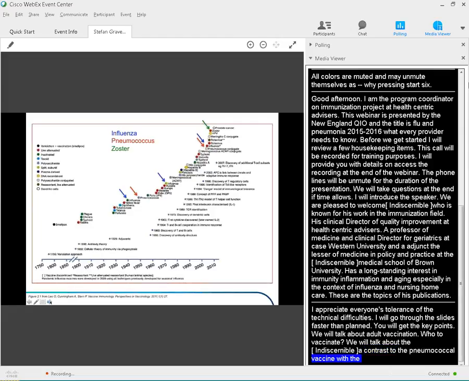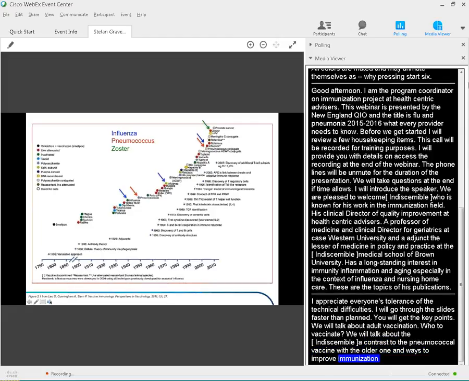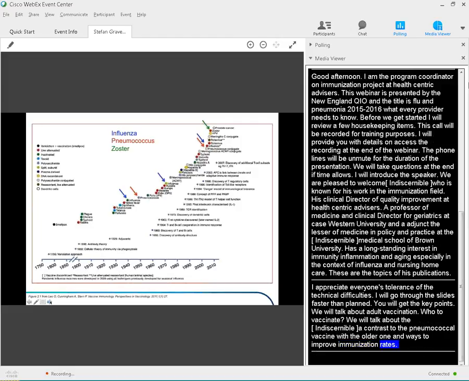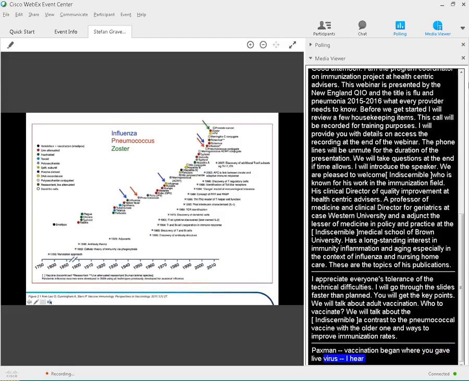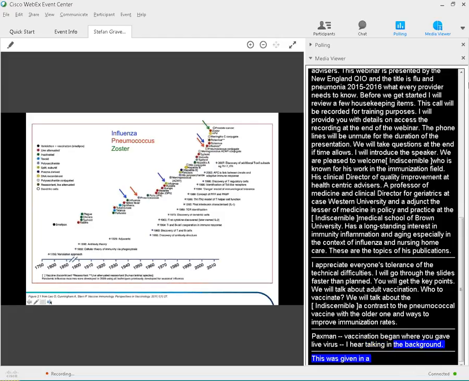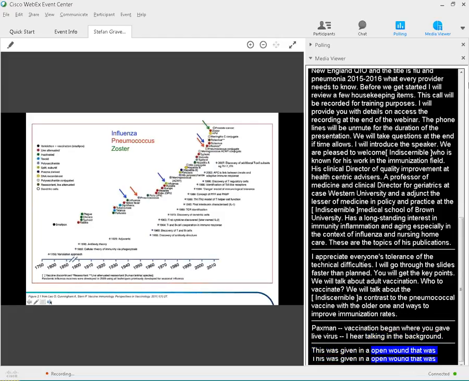Vaccination began back in 1796 with something called variolation, where you gave live virus that was given cowpox virus into an open wound that was made by scraping the skin and using that to immunize against smallpox. Since then, we've come a long way, discovered antibodies, cellular theory of aging, and finally conjugate vaccines.